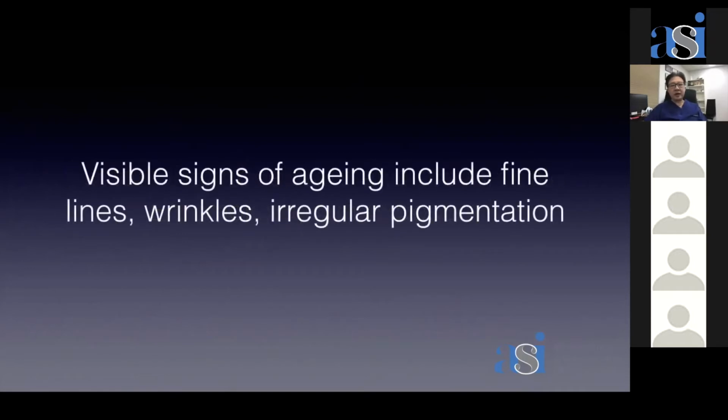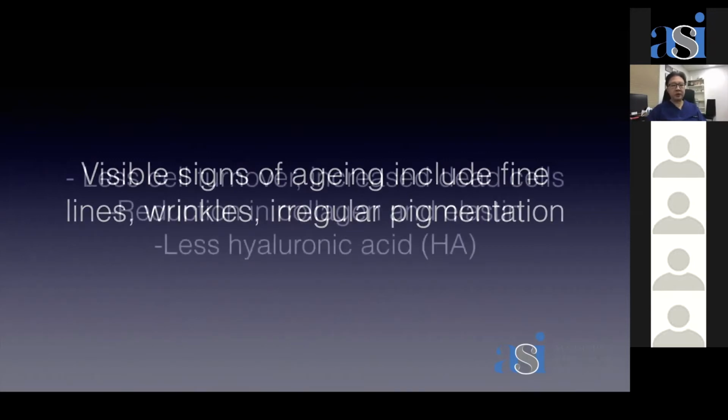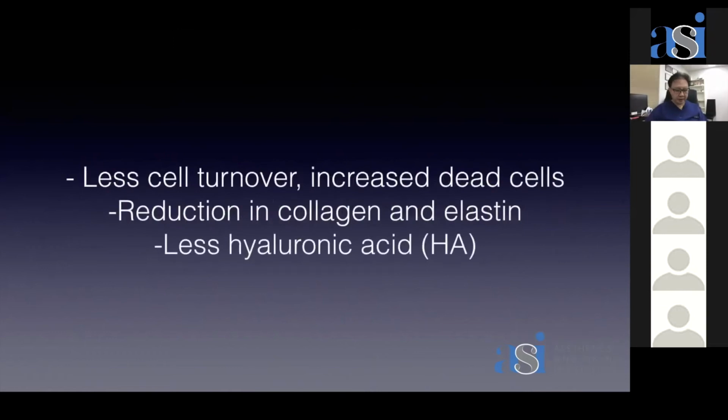And the visible signs of aging, look, there are a lot. These include fine lines, wrinkles, irregular pigmentations, which we know of. So I'm not going to tell you the things that we already know, but I'm going to tell you the things that you may not know. And this is as a result of cellular level, right? Without getting too scientific, and I'm not one for details anyway.